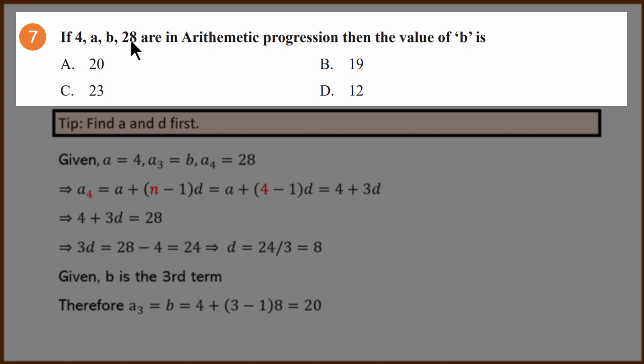This means that 28 is the 4th term. First term is A, second term is, in this case to confuse you, they have also called it A. Third term is B and fourth term is 28. First term 4, second term A, third term B, fourth term 28.